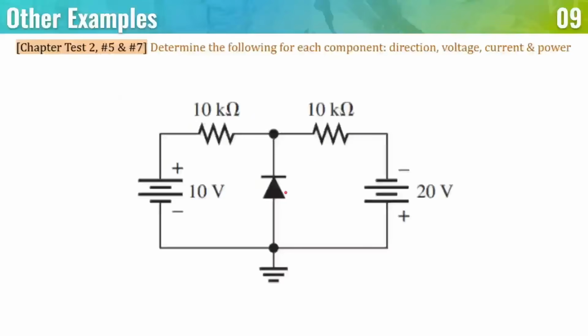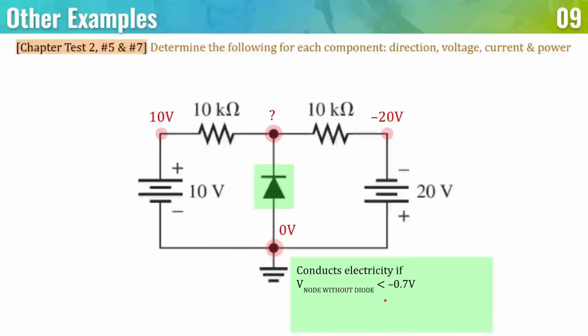So first, let's determine the direction of the current flow. If this is ground, this is going to be 0, this is going to be 0, this is going to be 10, and this is going to be 20, or rather negative 20. Now there is a node that we do not know yet. So we cannot determine if it's going this way or that way. And since there is a diode here, we cannot just assume it is 0 right away. So what do we do in this case?